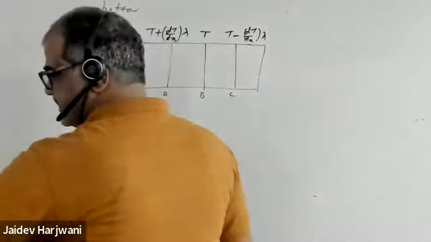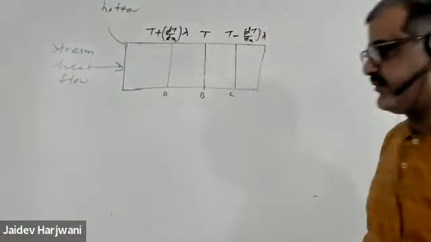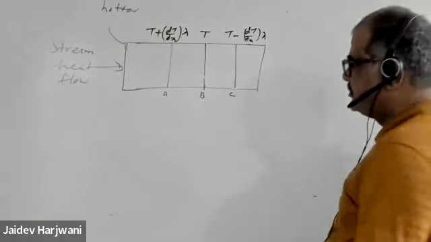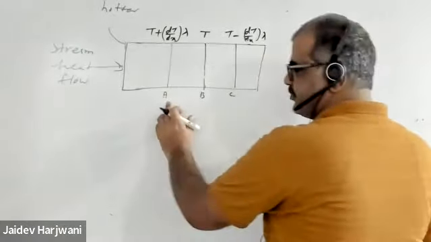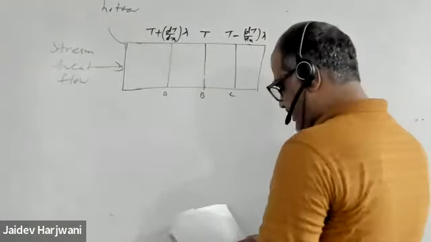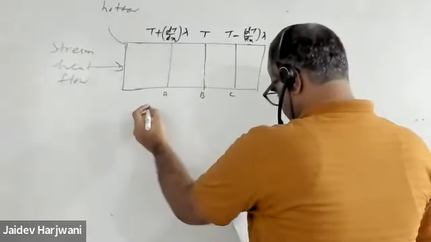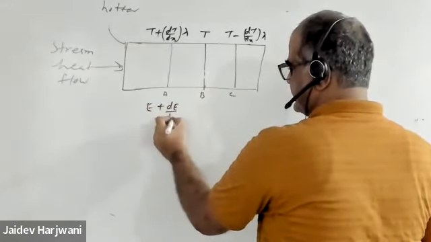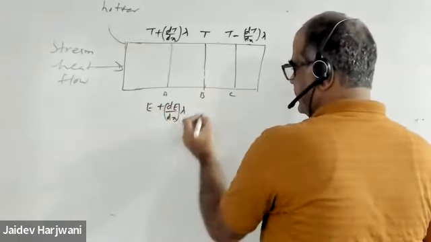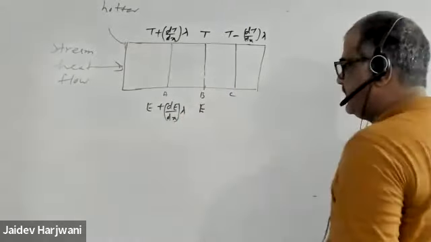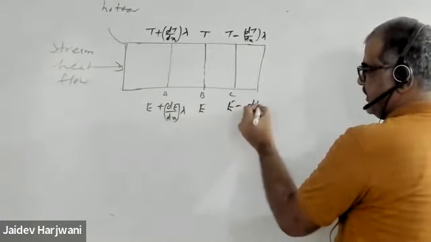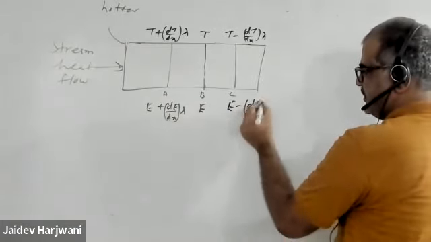Once I know the temperature, I know from the kinetic theory of gases that energy also depends on temperature. So the electrons in this portion have a higher energy. Their energy can be written as what? E plus dE/dx times lambda. Say this portion of electrons has energy E, and this part of the electrons has energy E minus delta E upon delta X into lambda.